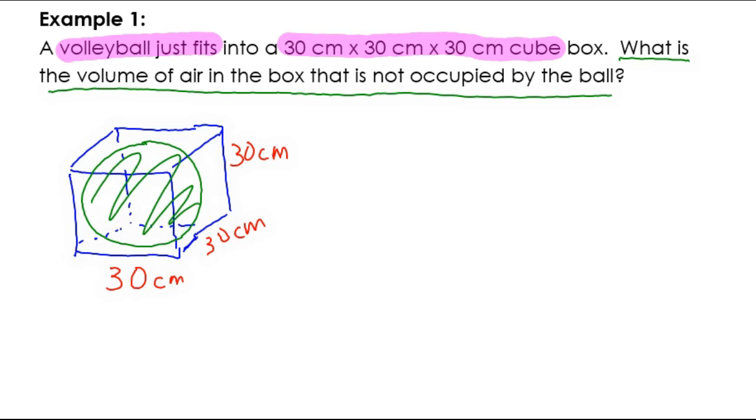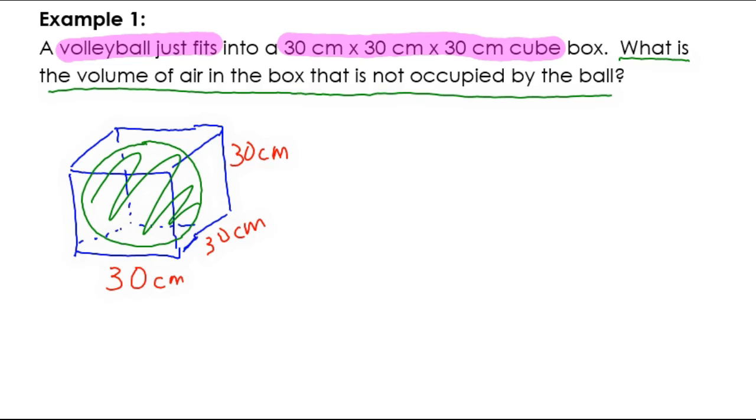Okay, so that doesn't tell me any information specifically, but I'm going to have to rely on logic to help me figure out what information that is giving me. Okay, so the next part is, we've talked about what is given, we've talked about what we're required to find. We're required to find the volume of air in the box that is not occupied by the ball.